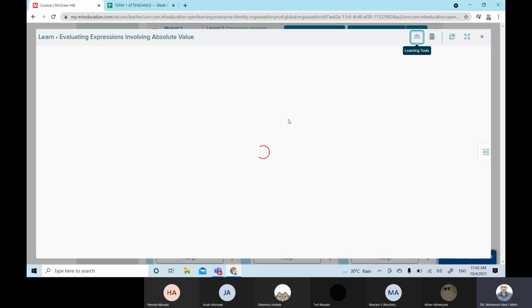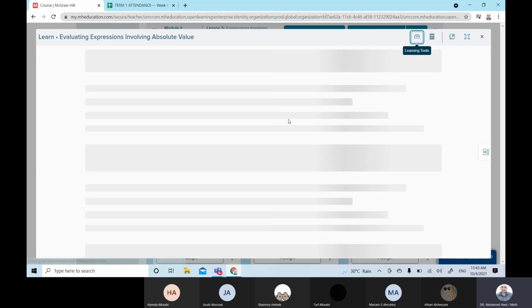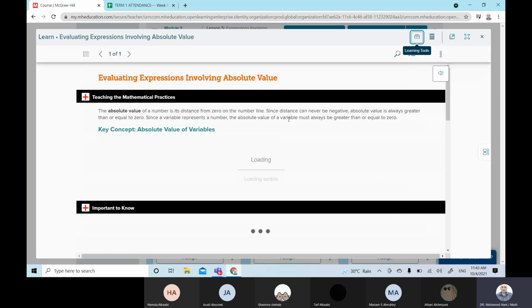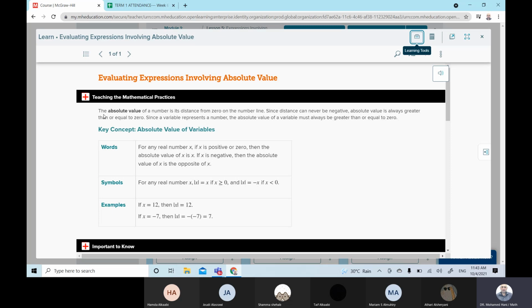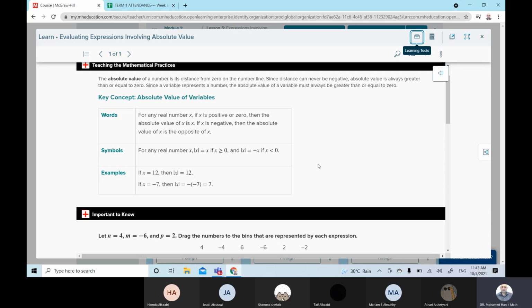Now, how do we evaluate expressions involving absolute value? What's the meaning of the absolute value? The absolute value of a number is its distance from 0 on the number line. The distance between 0 and any number is what absolute value means. This is on the number line.